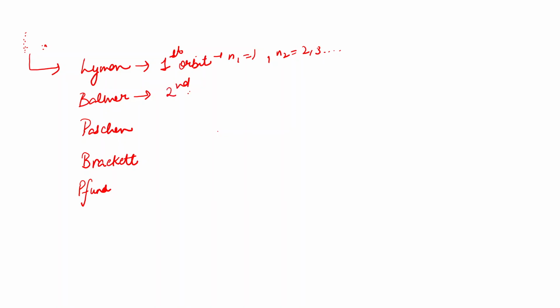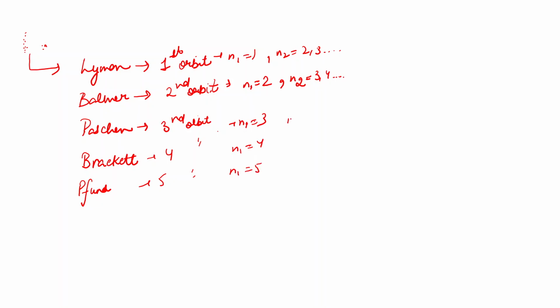Similarly, in the Balmer series the transition is to the second orbit. That means n1 will be 2 here and n2 will be 3, 4, and so on. Similarly, you can work out the Paschen, Brackett and Pfund series. Here n1 will be 3, 4 and 5, and n2 will be 4, 5; 5, 6; and 6, 7 respectively. Remember that the Lyman series is in the UV, the Balmer series in the visible, and Paschen in the IR. You should just remember these.